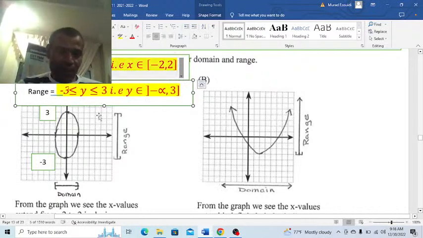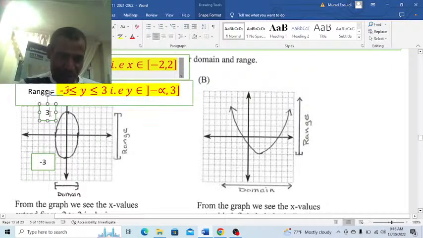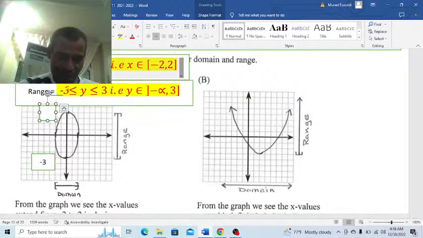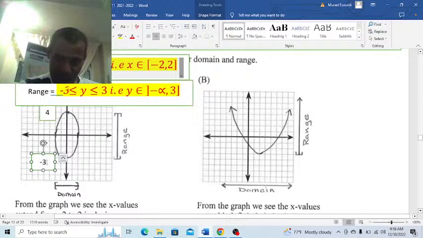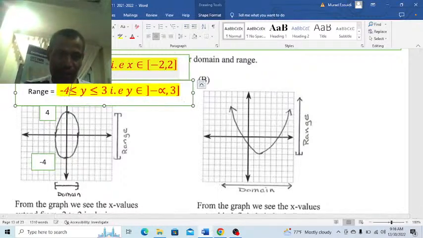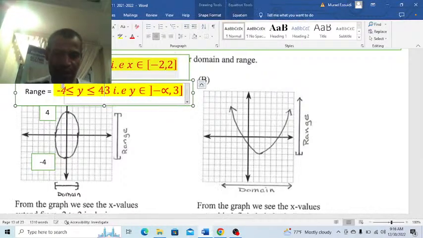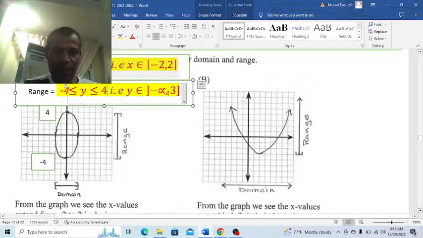But to be concrete, this is 1 unit, 2 units, 3, 4, so this is 4. I'll just change it. This is also 1 unit, 2. This is -4. I will just change the numbers only. Okay, -4, this is 4, and this is 4 also. So at least I give you ideas, learners. How can you find the range?